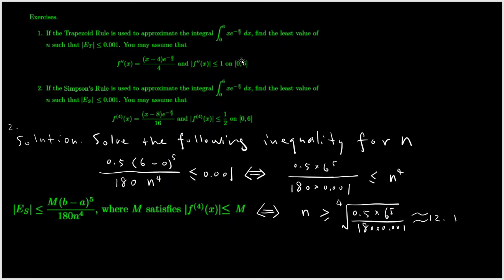Now let's recall, to use Simpson's rule, the value of n has to be an even number. So we are looking for the least even number greater than or equal to 12.1. Now since n is even, the least possible value of n we can take is n value of 14. The smallest even number greater than 12.1.